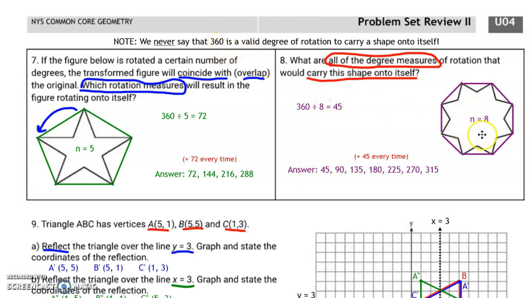Same thing here. We take the star shape here and connect all the points. It's an octagon, 8-sided shape, which means 360 divided by 8 is equal to 45. This is our minimum degree of rotation, and then I add 45 to it a bunch of times until I get to 315. Why didn't I keep going? 315 plus 45 is 360.